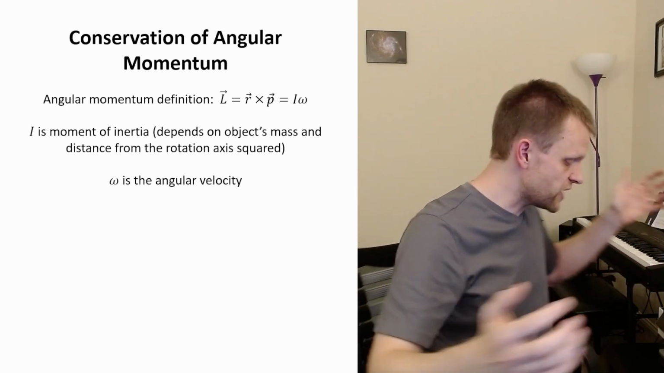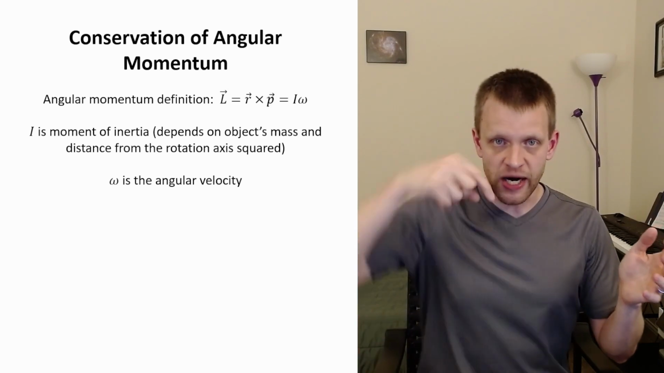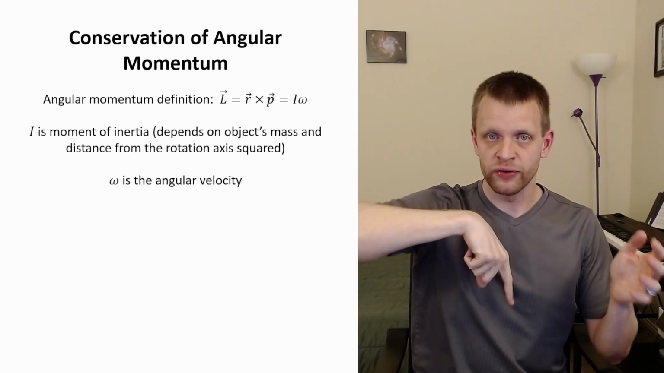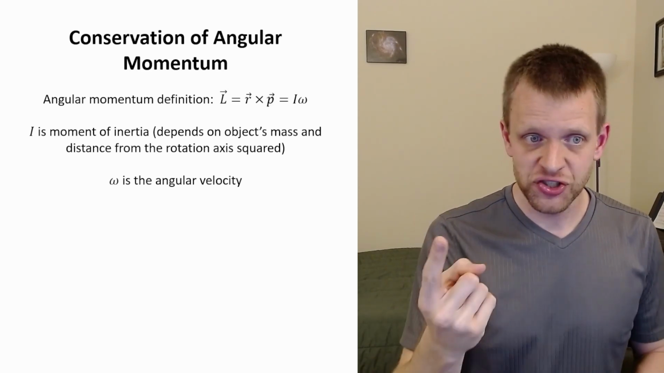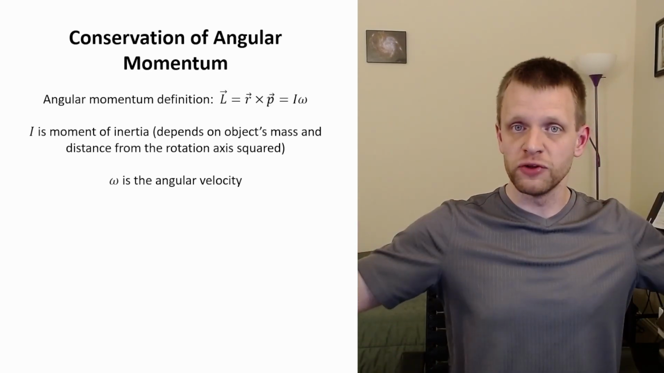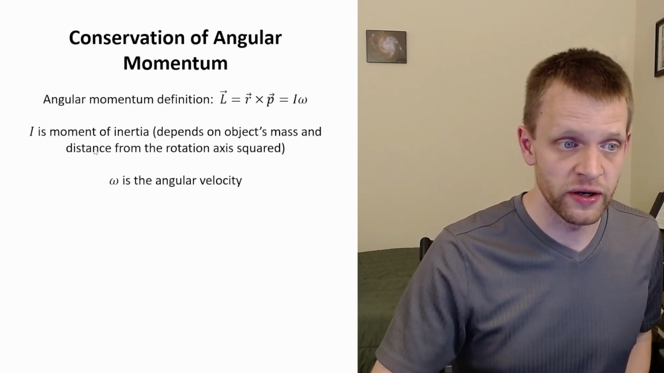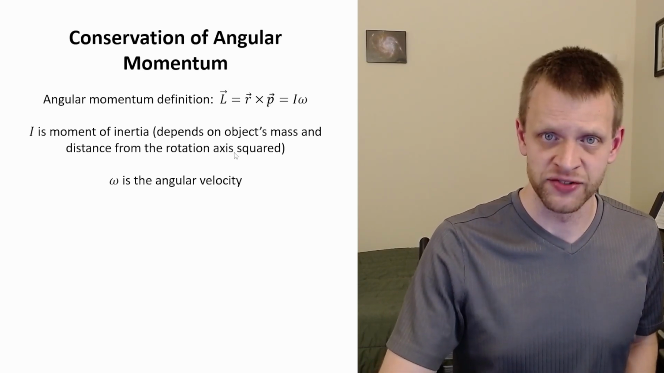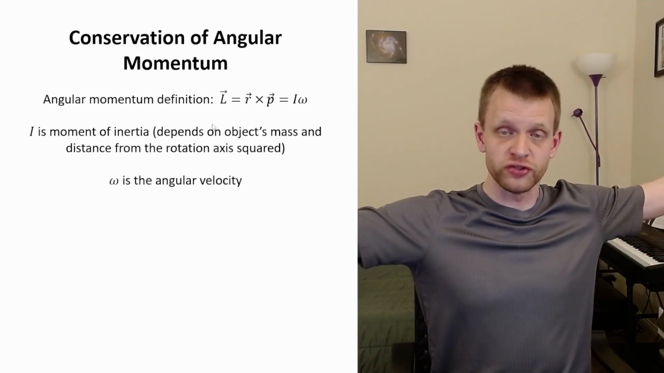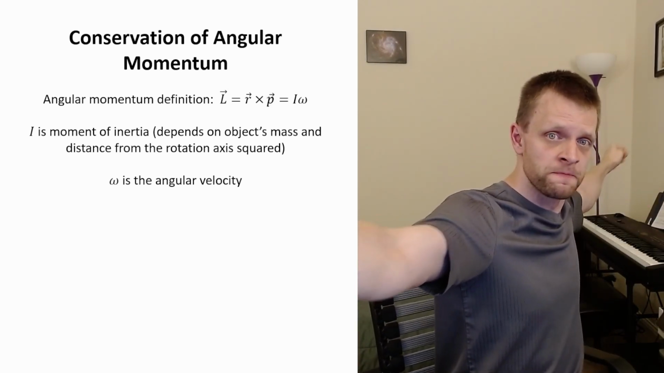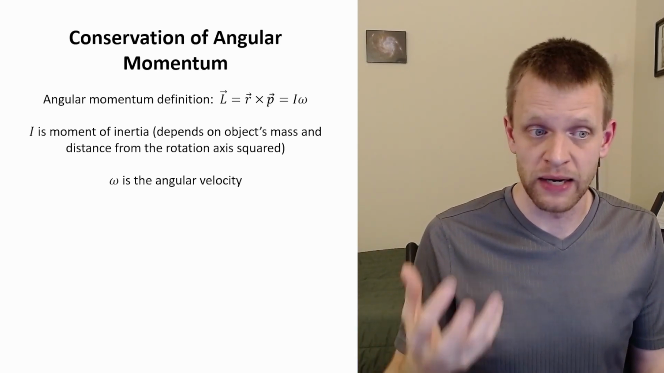So if I'm rotating on this chair, if I'm spinning around on this chair and there's an axis that I'm spinning around, my moment of inertia is going to depend on my mass and how far from the rotation axis that mass is located. In fact, it depends on the distance from the rotation axis squared. So if I take some of my mass and move it further from the rotation axis, I hold my arms out, well, that's going to significantly increase my moment of inertia.